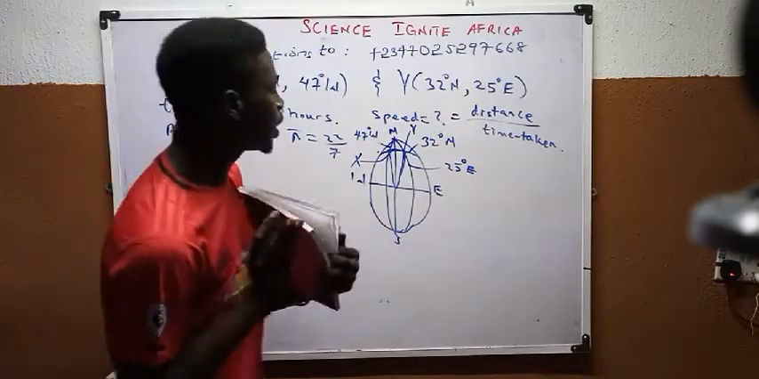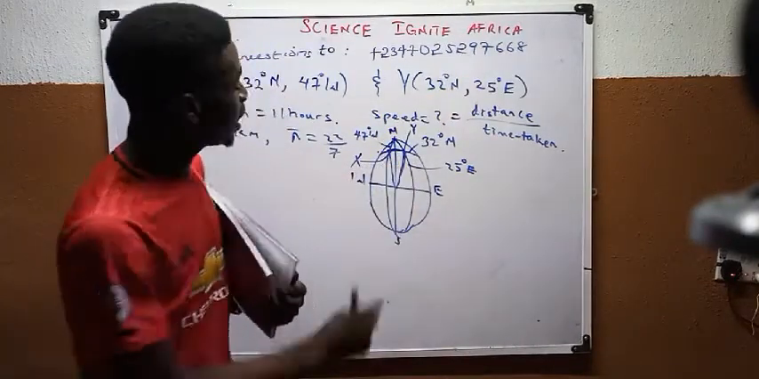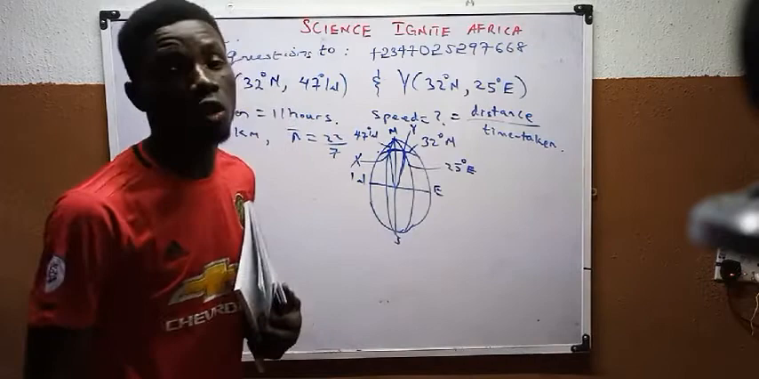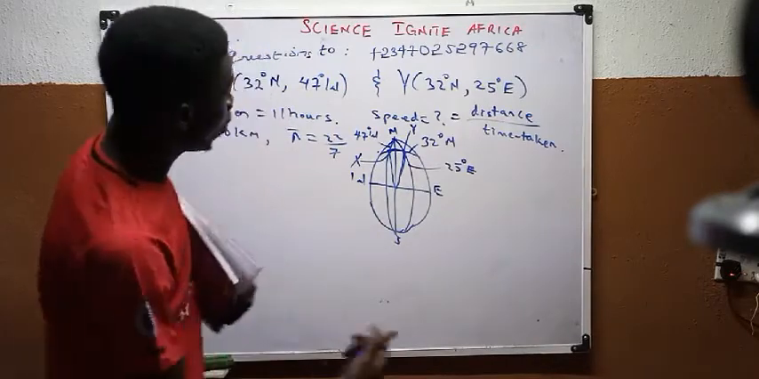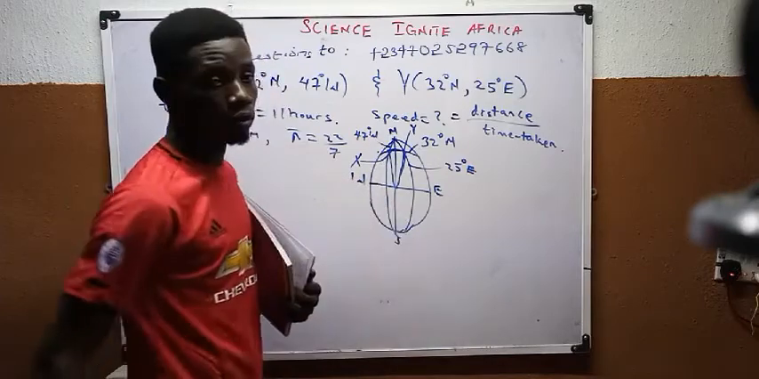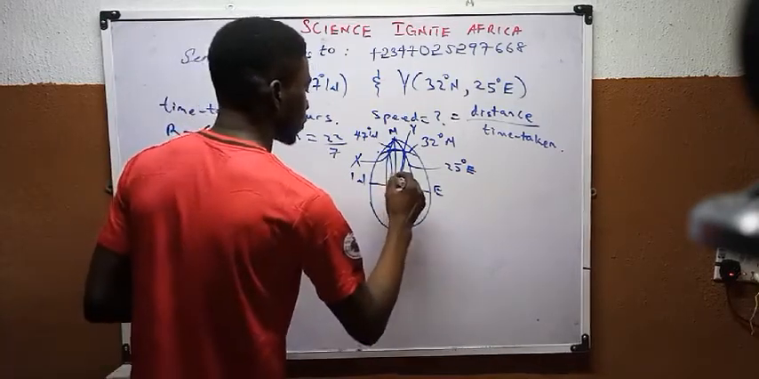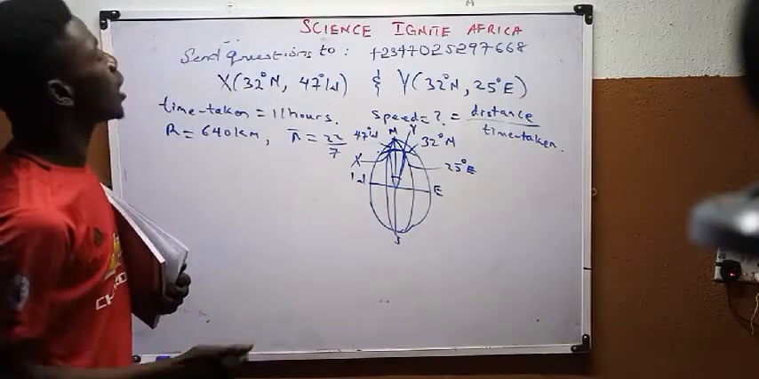And what will be the distance covered? That will be the length of the arc that was passed through. The length of this arc. So if I can find the length of this arc, then that will be the distance covered by the aeroplane. So now, before I can find the length of the arc, I need the angle. I need the angle that this arc is making. So what angle is it making? Let's see how we do that.